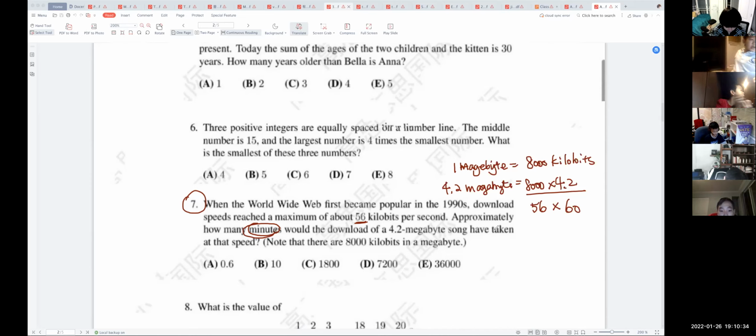我的 AMC. Oh yeah. I'll do this one. 10 megabytes, 10 minutes.